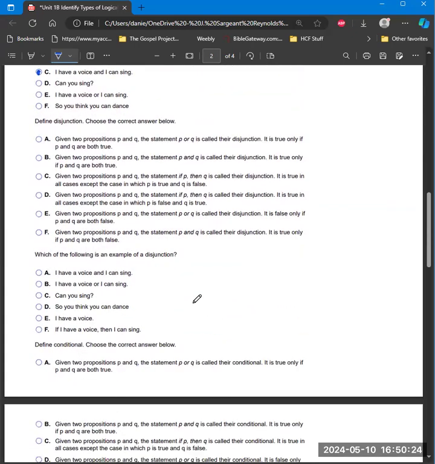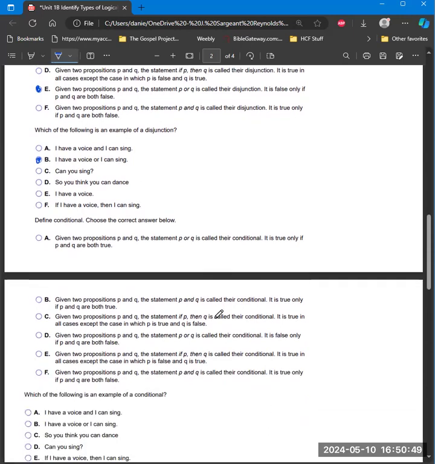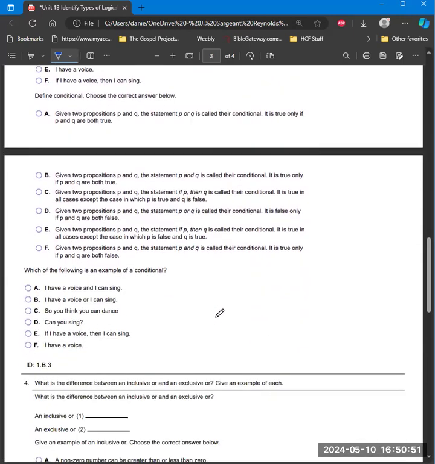A disjunction would be an or statement. So given two propositions P and Q, the statement P or Q is called their disjunction. It's false only if P and Q are both false. So that's E. And I have a voice or I can sing. That's B.